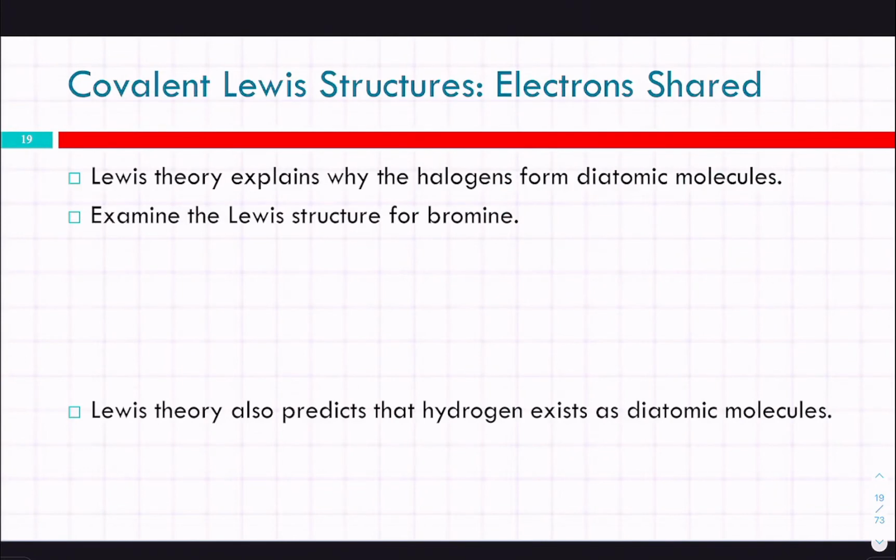So Lewis theory also explains why the halogens form diatomic molecules, and not just the halogens. It showed you how 2 hydrogens with 1 electron each can share those and form a diatomic molecule. But we could also do bromine, basically the same thing. So each bromine has 7 electrons. If they each contribute 1 electron to share, you can have bromine with a bond to bromine. And now they each get an octet.